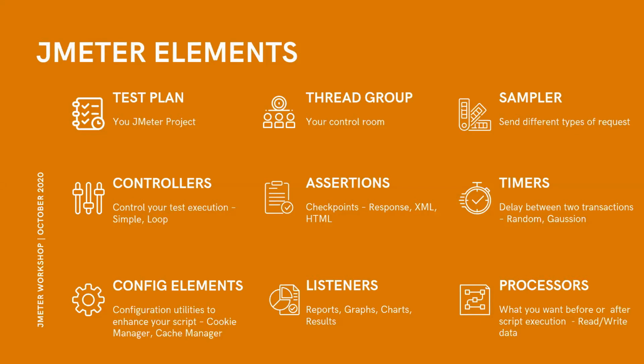There will be the listeners. So reports, graphs, charts, etc. will be under the listeners, and there will be the pre-processor and post-processor. Pre-processor and post-processor you will be using to execute or trigger some events before your actual load script execution. So these are the basic JMeter elements.